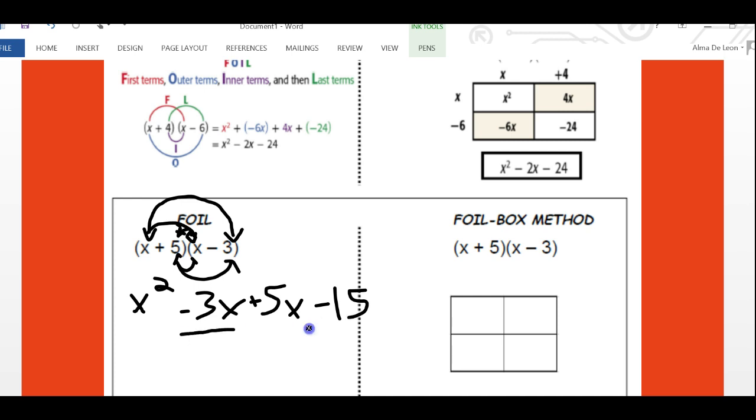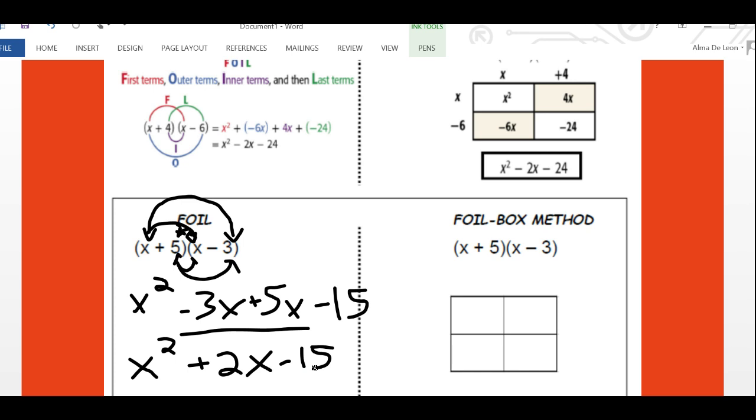Now all I have to do is combine my like terms, which are -3x and positive 5x. That gives me x squared, -3x plus 5x is positive 2x, minus 15. And I end up with my solution.